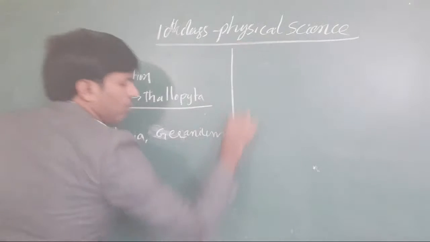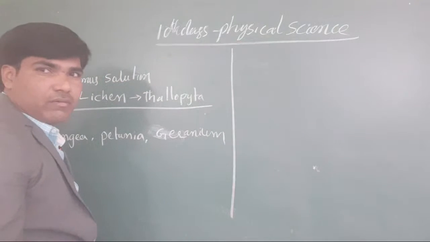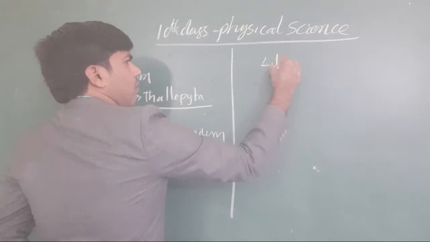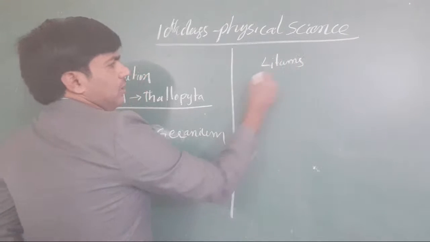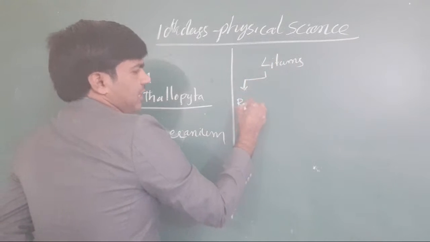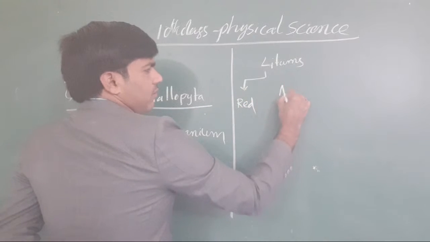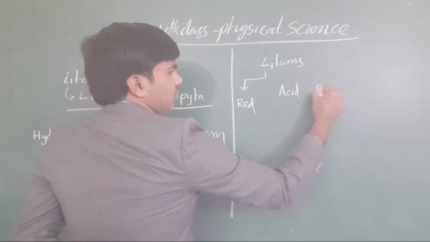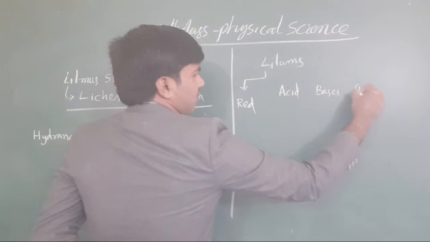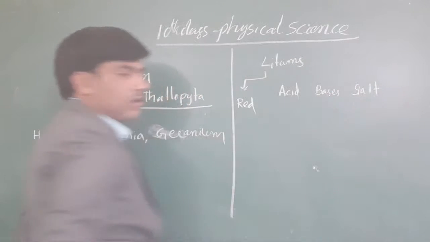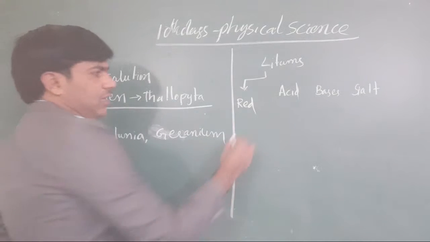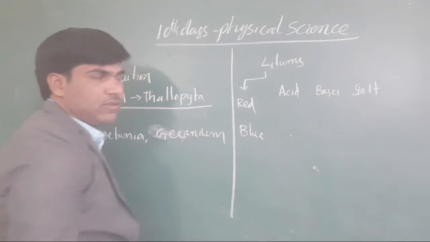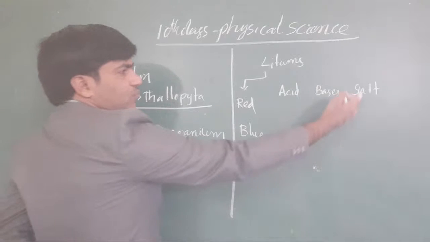Now tomorrow we will go through how litmus paper shows acids and bases, and how we use it as an indicator. When you take a red litmus paper, how does it change for an acid, how does it change for a base, and how does it respond for a salt? And when you take a blue litmus, how does it behave for acids, how does it respond for bases, and how does it respond for salt?